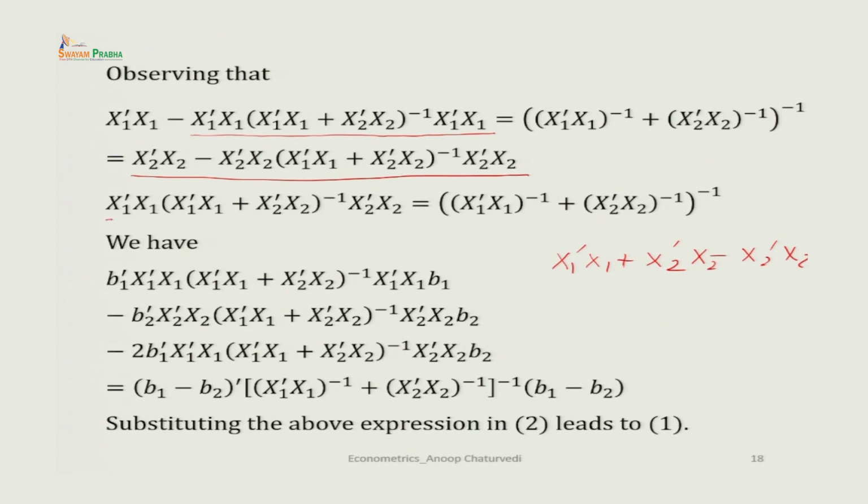Further, x 1 transpose x 1 plus x 1 transpose x 1 plus x 2 transpose x 2 inverse x 2 transpose x 2 is equal to this, because you take x 1 transpose x 1 inside the inverse from this side and x 2 transpose x 2 inside the inverse from this side. So, finally, you obtain this expression. So, you get this quantity, which is equal to (b 1 minus b 2) transpose (x 1 transpose x 1 inverse plus x 2 transpose x 2 inverse) whole inverse (b 1 minus b 2). Then we substitute this expression in equation 2 and you get 1.